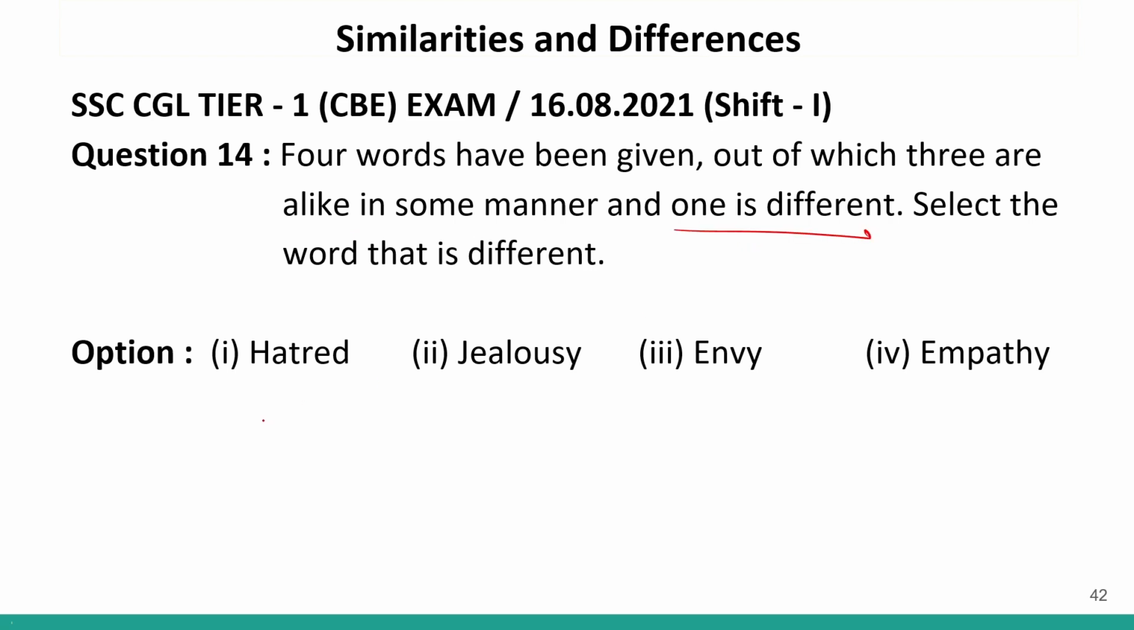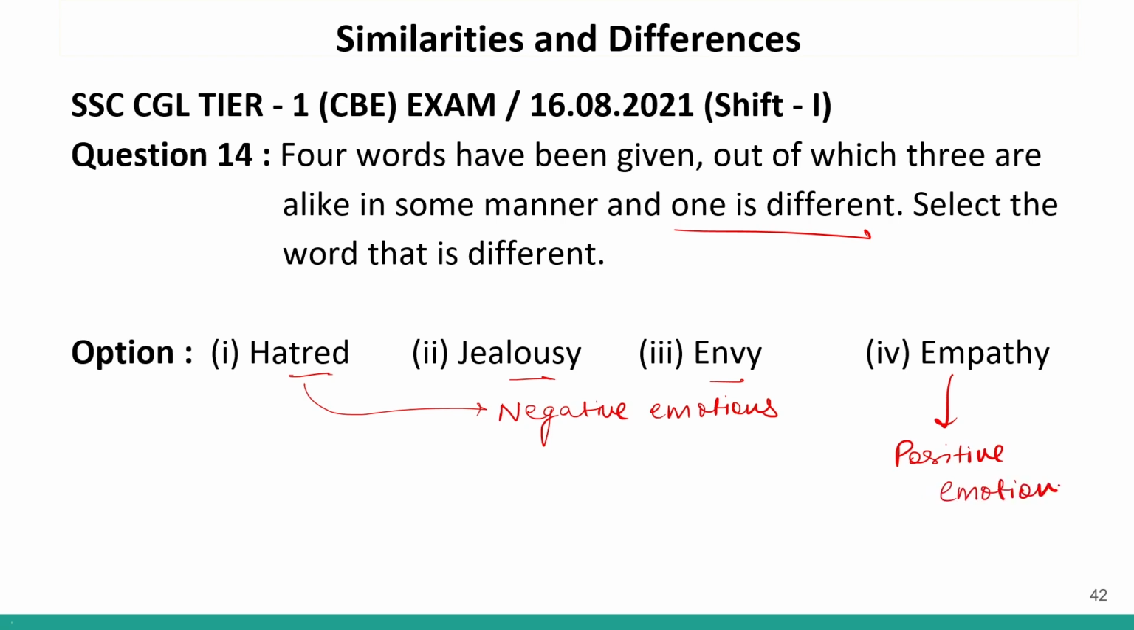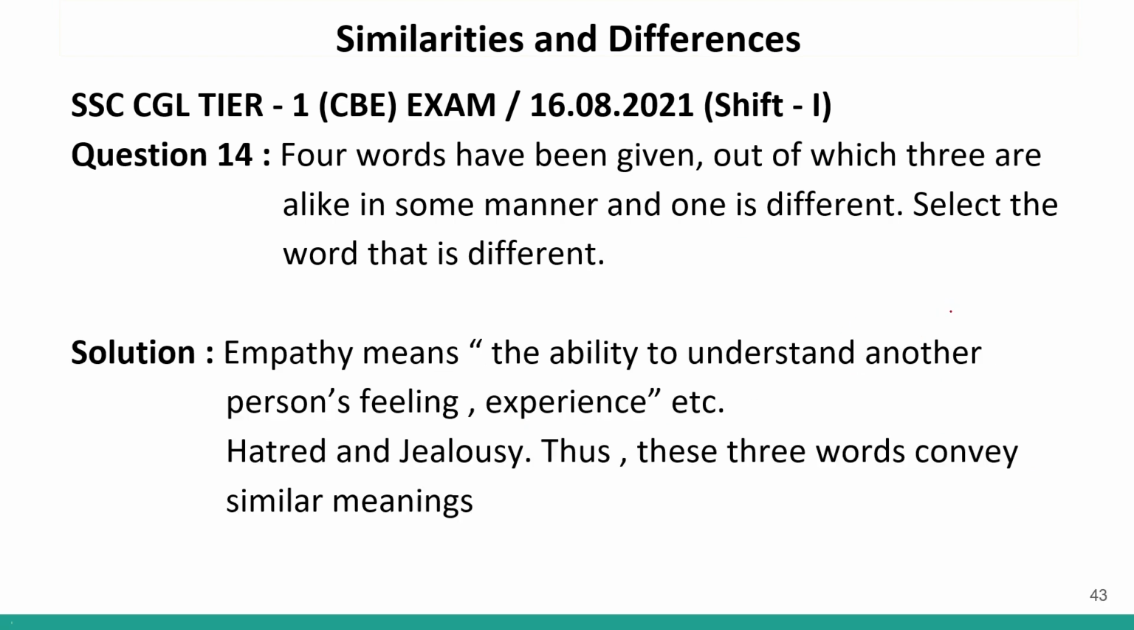Okay. Now, 4 words are given, where 3 are alike in one manner and one is different, and we have to find it out. So hatred, jealousy, envy and empathy. So if you know hatred, jealousy, envy, all these three are negative emotions. Right? Only empathy, that means sympathizing with someone, is a positive emotion. So only empathy is a positive emotion. Hence, the word that is different will be 4, that is empathy.